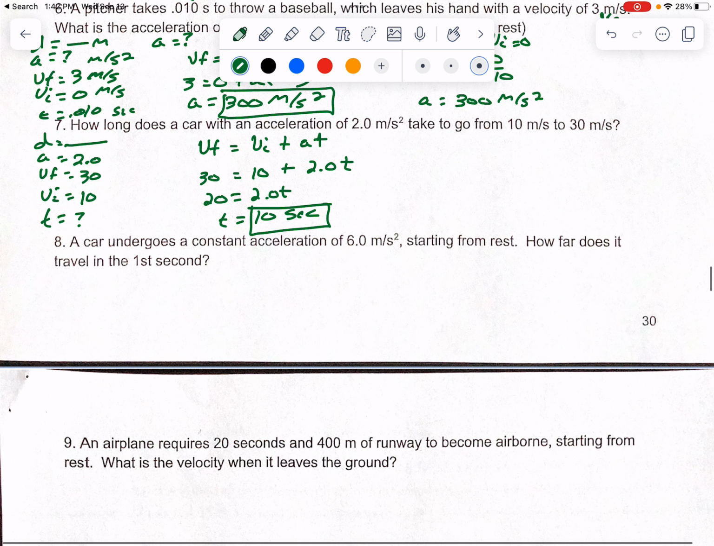8, a car undergoes a constant acceleration of 6.0 meters per second squared. So let's just go ahead and start setting up our DAFFT.